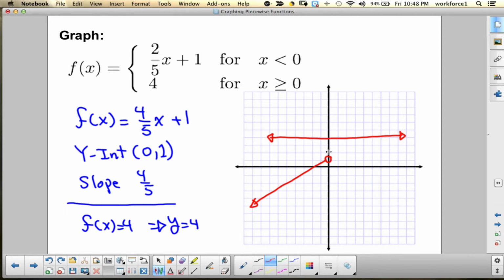But this horizontal line is good as long as x is greater than or equal to 0. So for any negative values of x, we need to erase. At x equals 0, this horizontal line will have a solid endpoint.